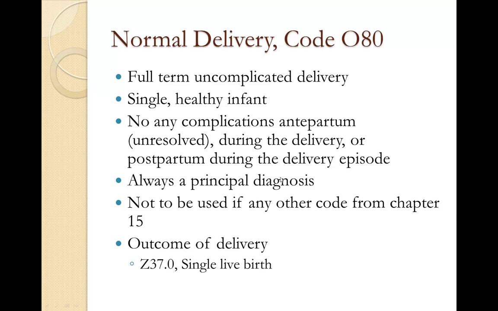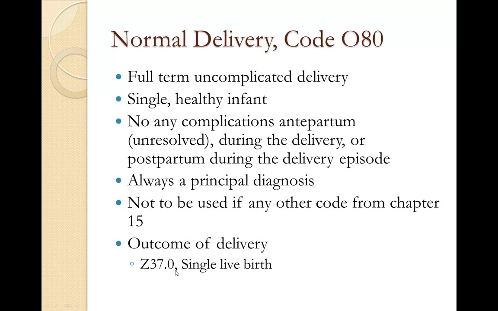It's always going to be a principal diagnosis because there really is not much of anything else to code other than our outcome of delivery code. And it can't be used with any other codes out of the obstetric chapter because there wouldn't be anything else to code. There's no complications. There's no instruments used during the delivery, so if there's like a forceps or vacuum extraction, there has to be some sort of reason for that, which would put it outside of the normal delivery. There can't be a C-section because, again, there would be some sort of complication, so that doesn't fall under normal delivery. So pretty much with these, if a patient falls under normal delivery, they get code O80.